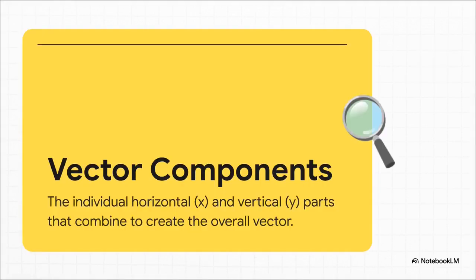And right there, that's the big reveal. Those two simple instructions, the how far east part and the how far north part, they have a name. We call them the vector's components. That's the word. They're like the individual Lego bricks that snap together to build the whole diagonal vector.